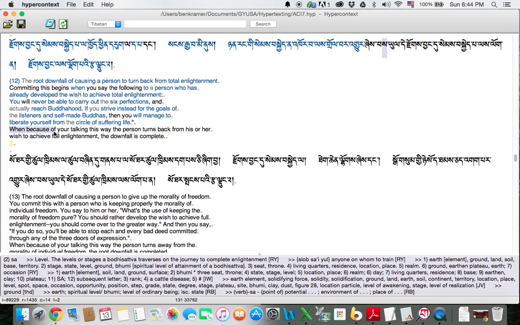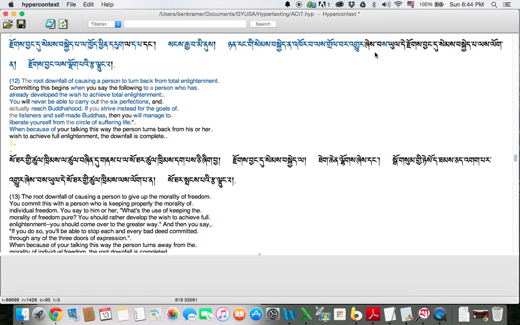When because of. So by doing this, through your doing this, a person turns back from enlightenment. Because it's in the agent case, the agent, the doer, the instrument by which you're making them turn back is you saying, hey, you're a jerk, you can never do it. And because you did that, they turn back from enlightenment. So that makes that "when because of." Yeah, I get it.